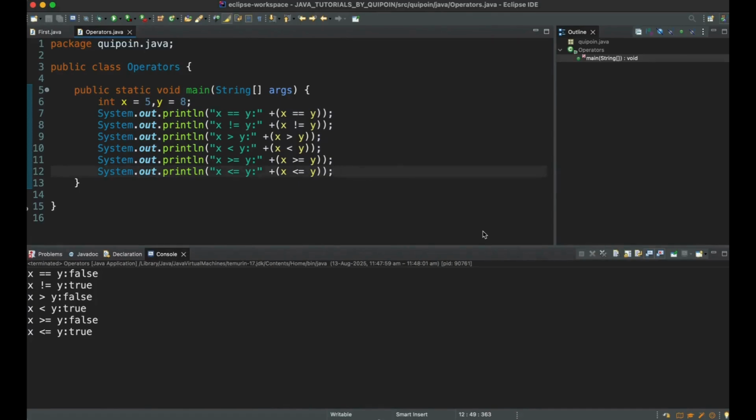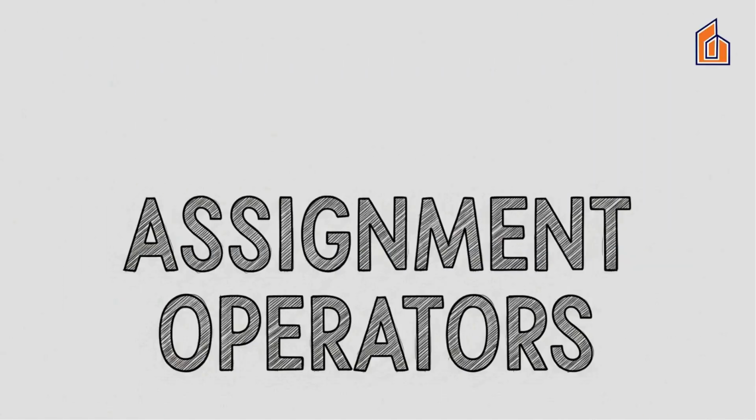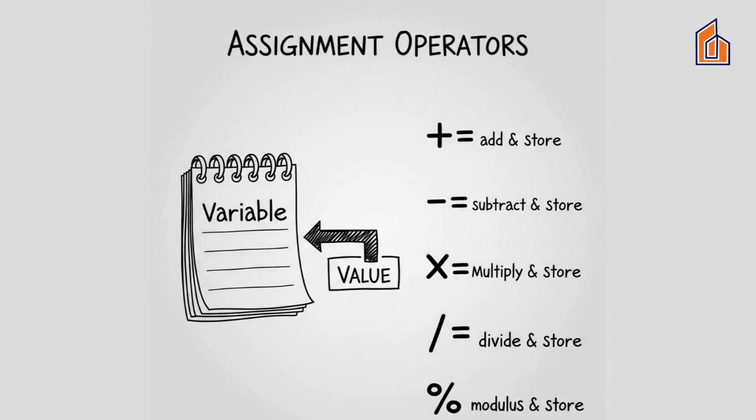Now moving further, we will go for the next operator, the assignment operator. Assignment operators are used for storing values in variables and sometimes updating them in one go. Think of them as Java shortcut keys for changing values. Now let's code it to see how it works.